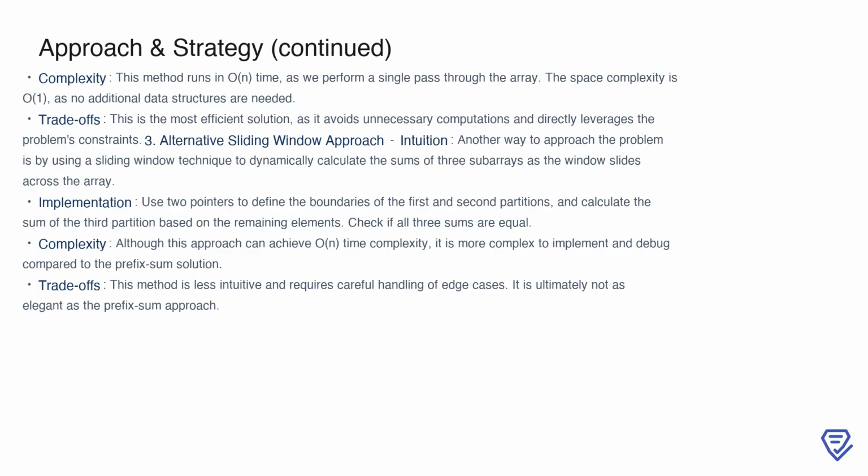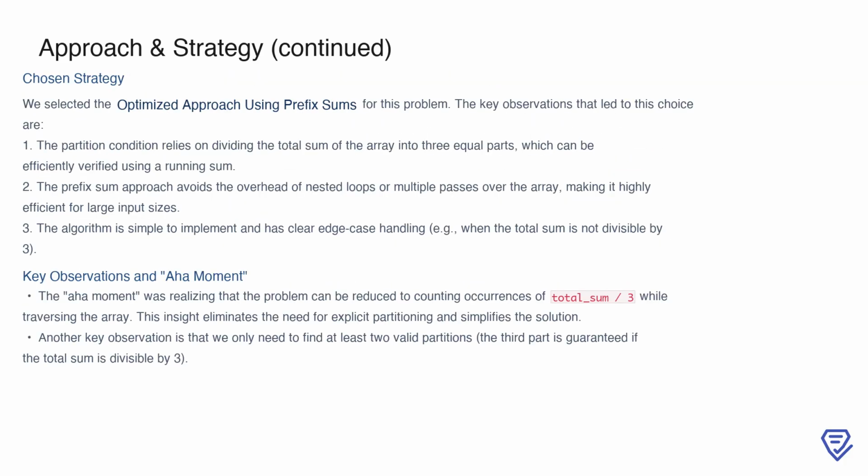While this method can also achieve O(n) time complexity, it is more complex to implement and has more edge cases to handle. Compared to the prefix sum approach, it is less intuitive and requires more effort to debug. As a result, the sliding window method, while valid, is not as elegant or straightforward as the prefix sum solution. After evaluating the different approaches, we chose the optimized prefix sum method as the best strategy for this problem.